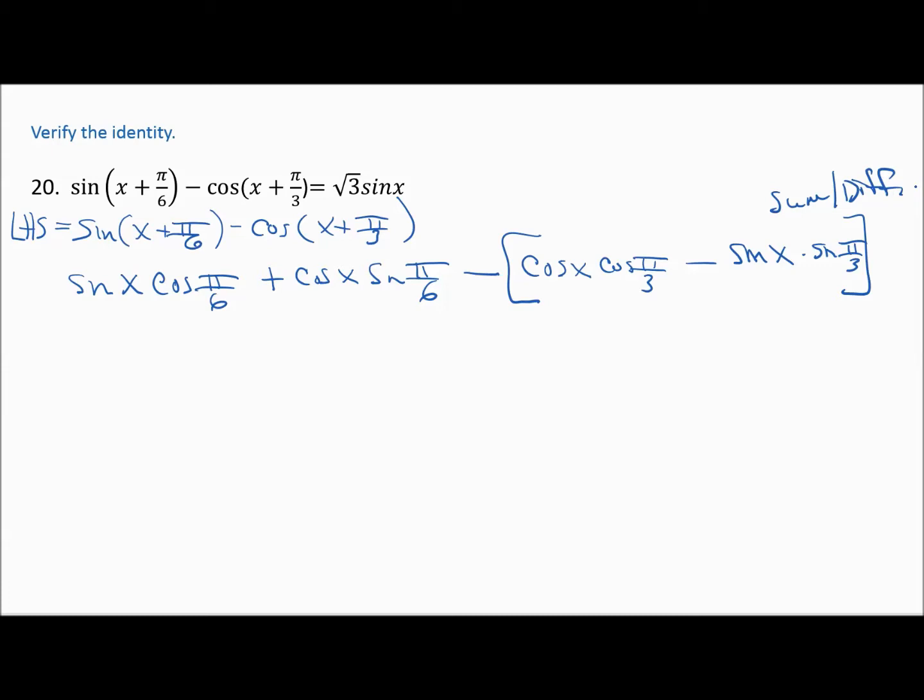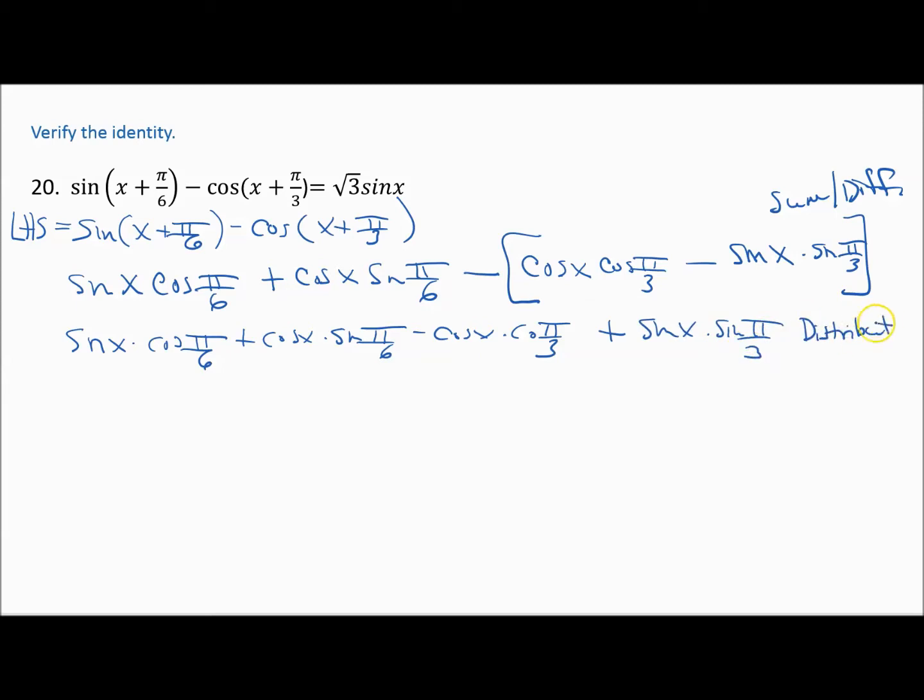Okay, now the next line I want to distribute. So I've got sine of x times the cosine of pi over 6, we'll handle that in a minute, plus the cosine of x times the sine of pi over 6, we'll also handle that, minus the cosine of x times the cosine of pi over 3, okay, and then plus, because this negative distributes inside, sine of x, sine of pi over 3. So the explanation there is just the distributive property, or you distribute.